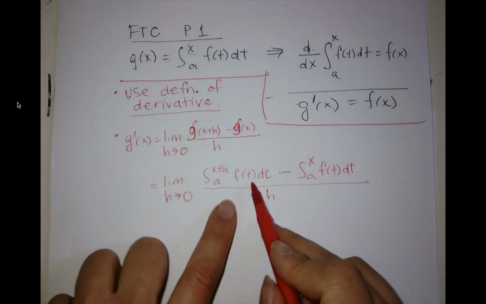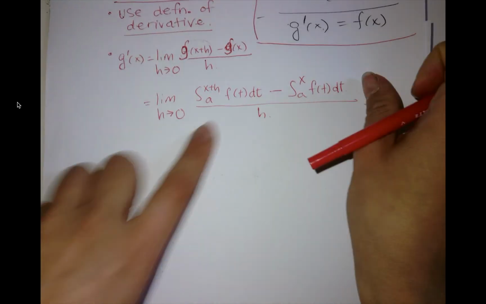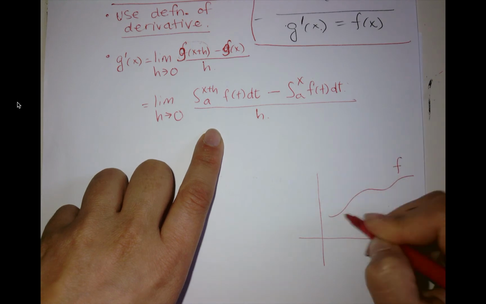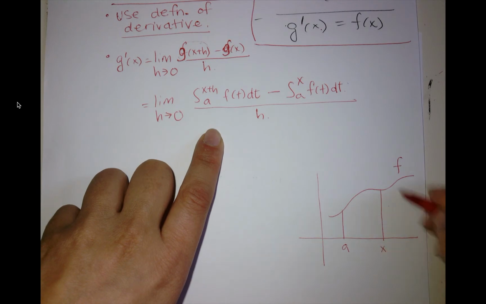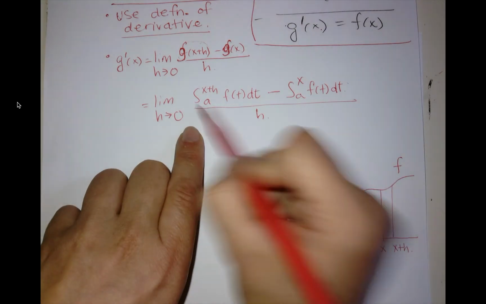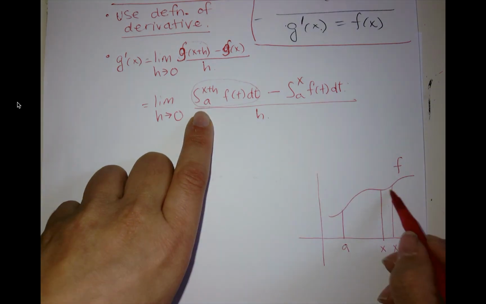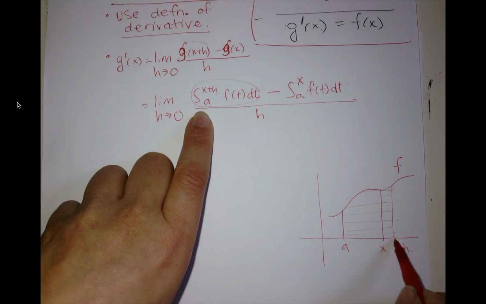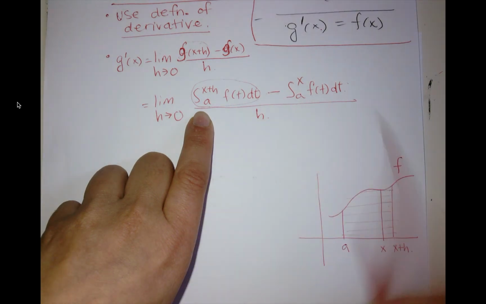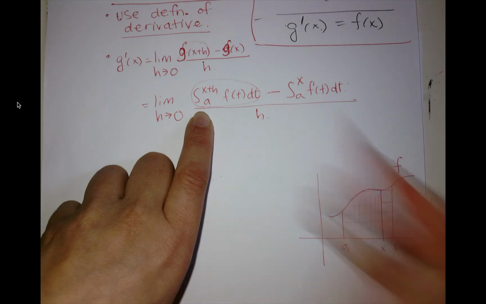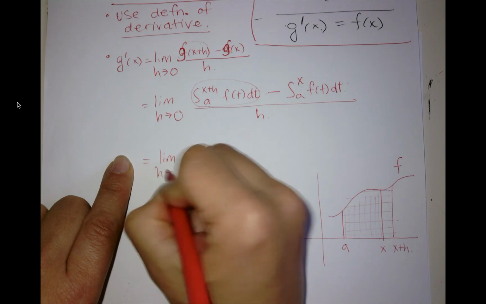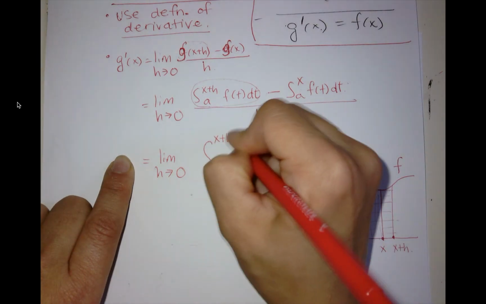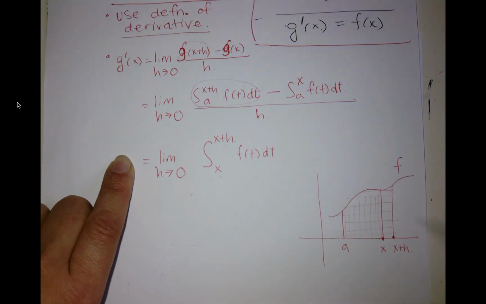Okay, well, if I think about the definite integral as the net area, then what I realize is, for example, if this is the function f, this is a, this is x, and this is x plus h, then this definite integral represents the area going all the way across here. So the area from a to x plus h, and then I'm subtracting off the area between x and a. So I'm subtracting off this part. So this difference really represents the integral from x to x plus h of this function f. So we're really looking at this area.